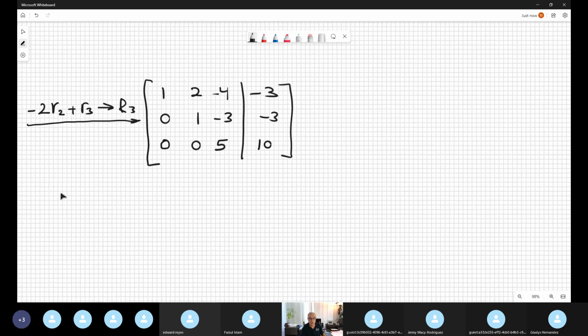What is the next step? Suppose you continue doing Gauss-Jordan. Now I need to create the third pivot here. So I propose the following operation: you take row 3 and divide it by 5, or multiply by 1/5, which gives the same, and store it in row 3.